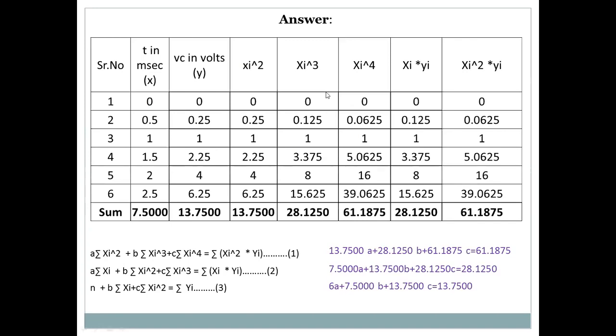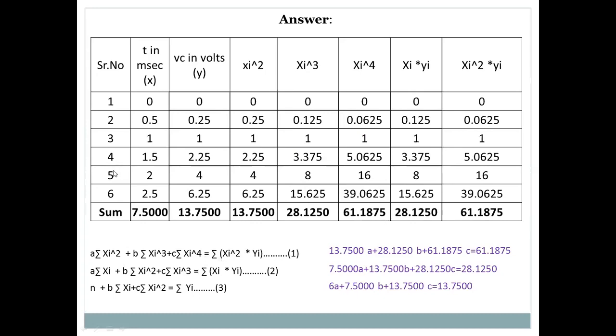So you take some time and check your answer with this answer. So the sum of x is 7.5, sum of y is 13.75, sum of xi square is 13.7500, sum of xi cube is 28.1250, sum of xi raised to 4 is 61.1875, sum of xiyi is 28.1250, and sum of xi square yi is 61.1875.